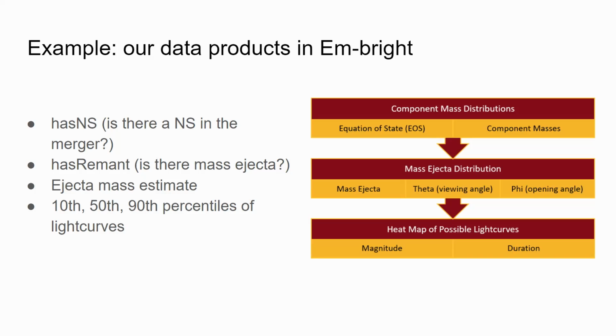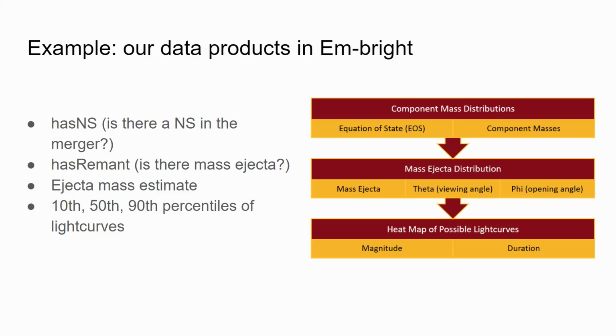Is there mass ejected? Is there a mass ejecta? So if we have an NSBH, we may not see a significant amount of mass ejecta. And right now, we're defining this HAS-Remnant in our case as a system has a remnant if it has mass ejecta greater than 10 to the minus 3 solar masses. So it has to be a significant amount of mass ejected. And then we make an estimate of the ejected mass, and then we report the 10th, 50th, and 90th percentiles of the light curves, specifically the peak magnitude.